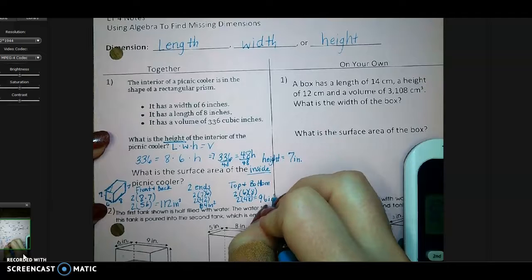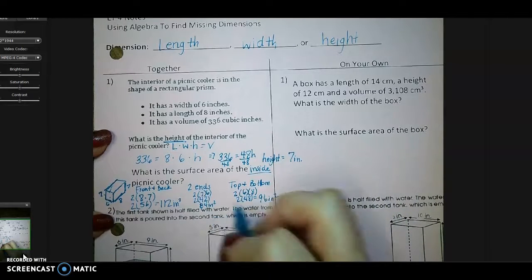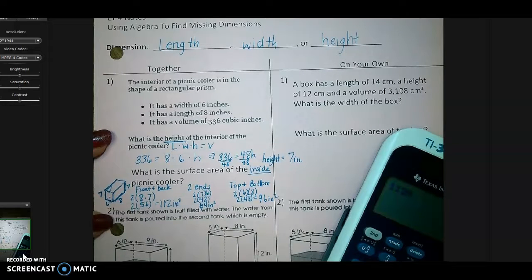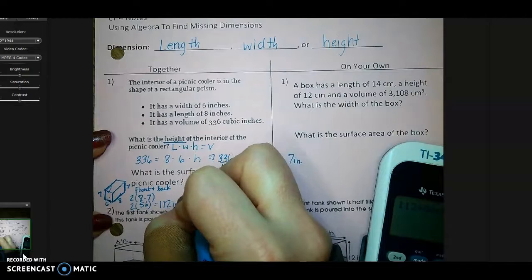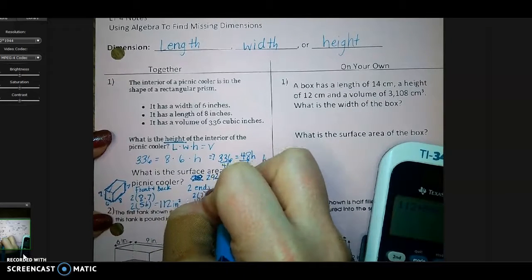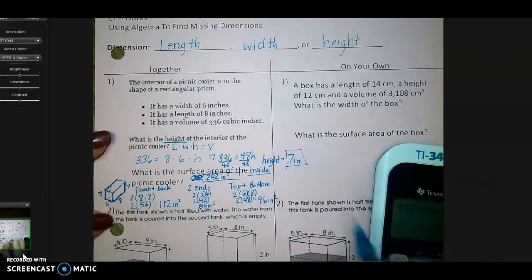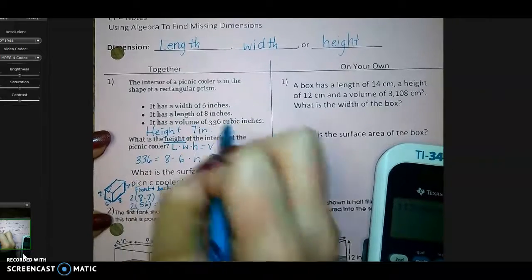96. Remember the last step there that we have to do then is we have to add those all together. Didn't give us a whole lot of room here, did they? You might want to grab your notebook or something to give you some more room there. For a total of 292 inches squared, and that is our surface area. So our height was 7. We use that to find our surface area.